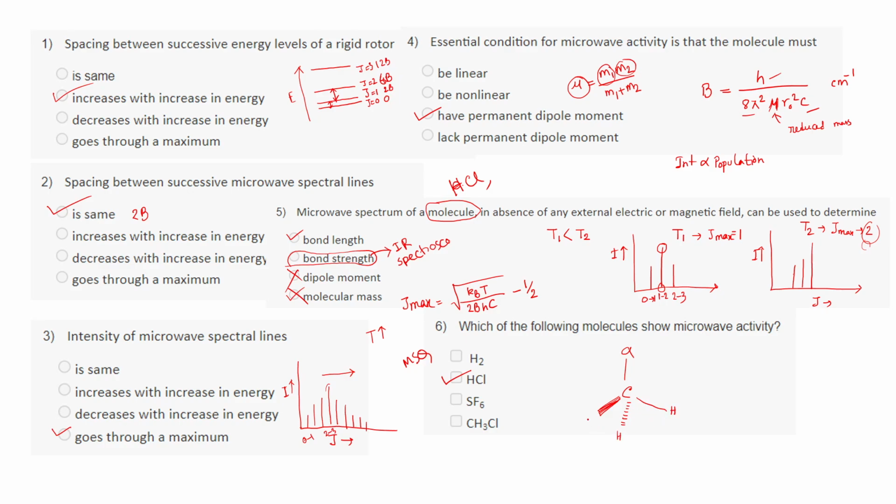So what is the direction of dipole moment from the C-H bonds? Towards C, right? Yes, correct. And the same from C to Cl, right? So overall it will point towards this. So if you check in Google, you will see it has a permanent dipole moment of about 1.8 or 1.9 debye.